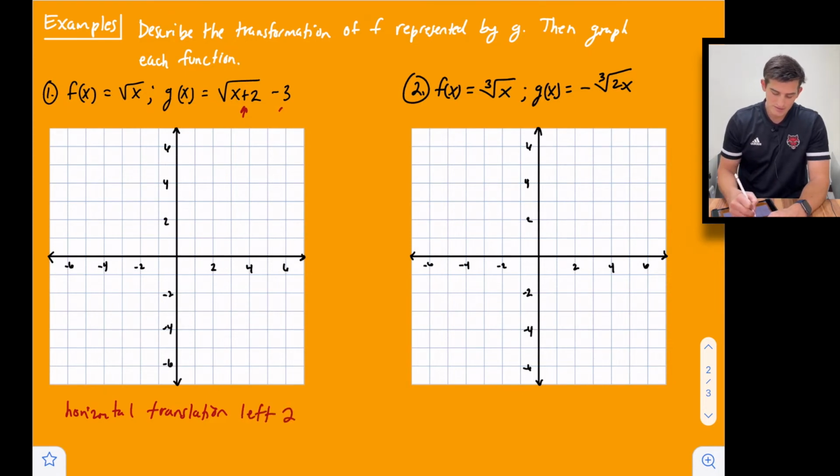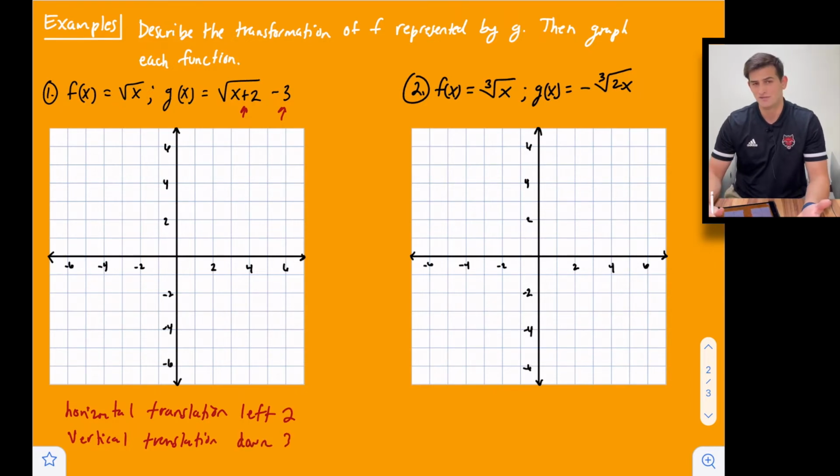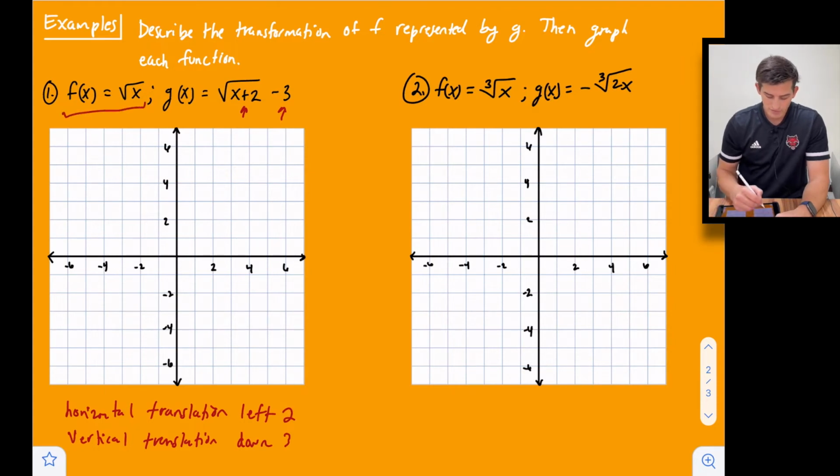Now we see this -3 out here. That's going to be a vertical translation, and it is what it looks like. So minus, we are going to go down 3. Okay, so you might be asking yourself, left 2 from where? Down 3 from where? Well, it's from our parent function, right? That's what we see right here, f of x equals the square root of x. So if we graph that, we know that is (0, 0), (1, 1), and (4, 2), right? Those are our 3 points that we can see from our parent function, so that's the square root of x.